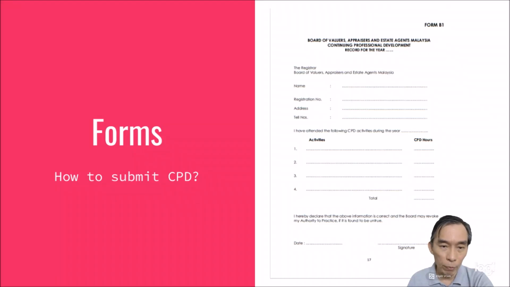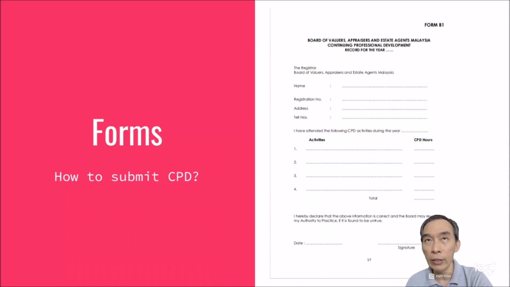So these are the forms on how to submit a claim. Form B1, Board of Valuers, Appraisers, Estate Agents and Property Managers Malaysia, Continuing Professional Development record for the year. The record you have to submit together shows how many activities you have attended, with their certificates.